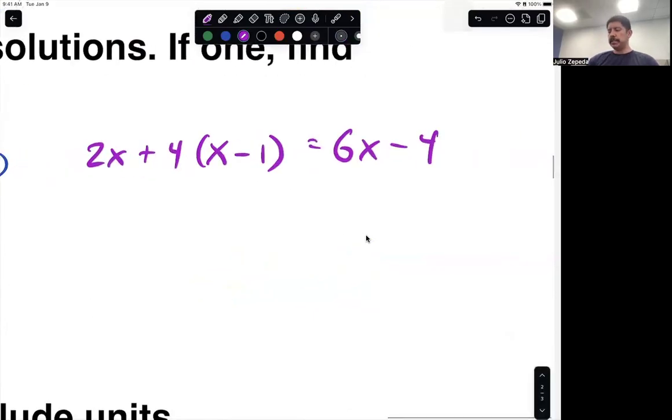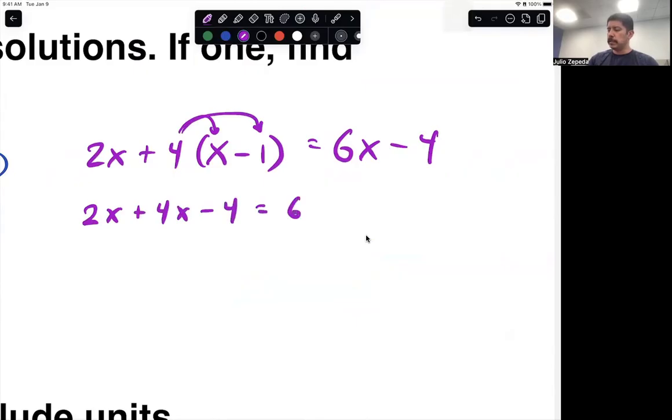Now, part C, we can start by distributing the 4. And so we have 2x plus 4x minus 4 equals 6x minus 4. 2x plus 4x is 6x minus 4, 6x minus 4. At this point, you can see both sides are identical. And so you can see then that if we plug in any number for x, any x value, if you plug it in on the left and you plug it in on the right, you're going to get a true statement. So that means that any real number is a solution here.